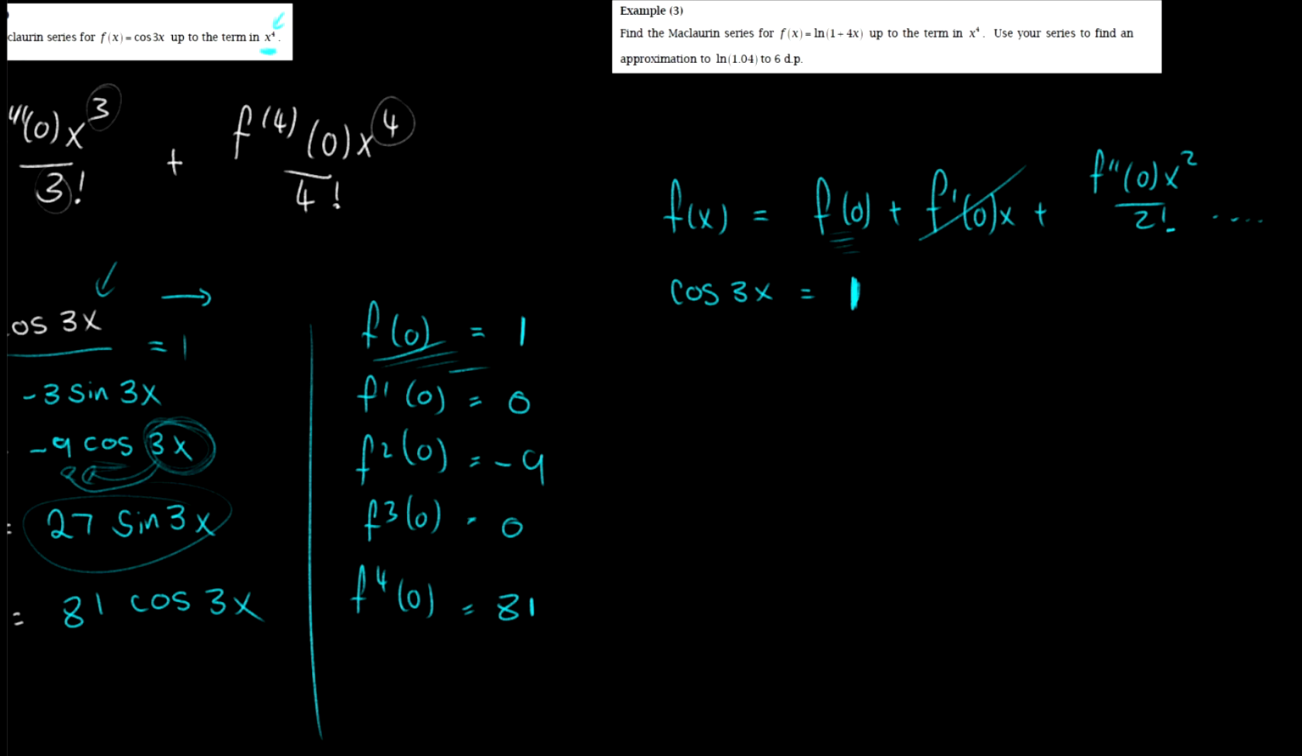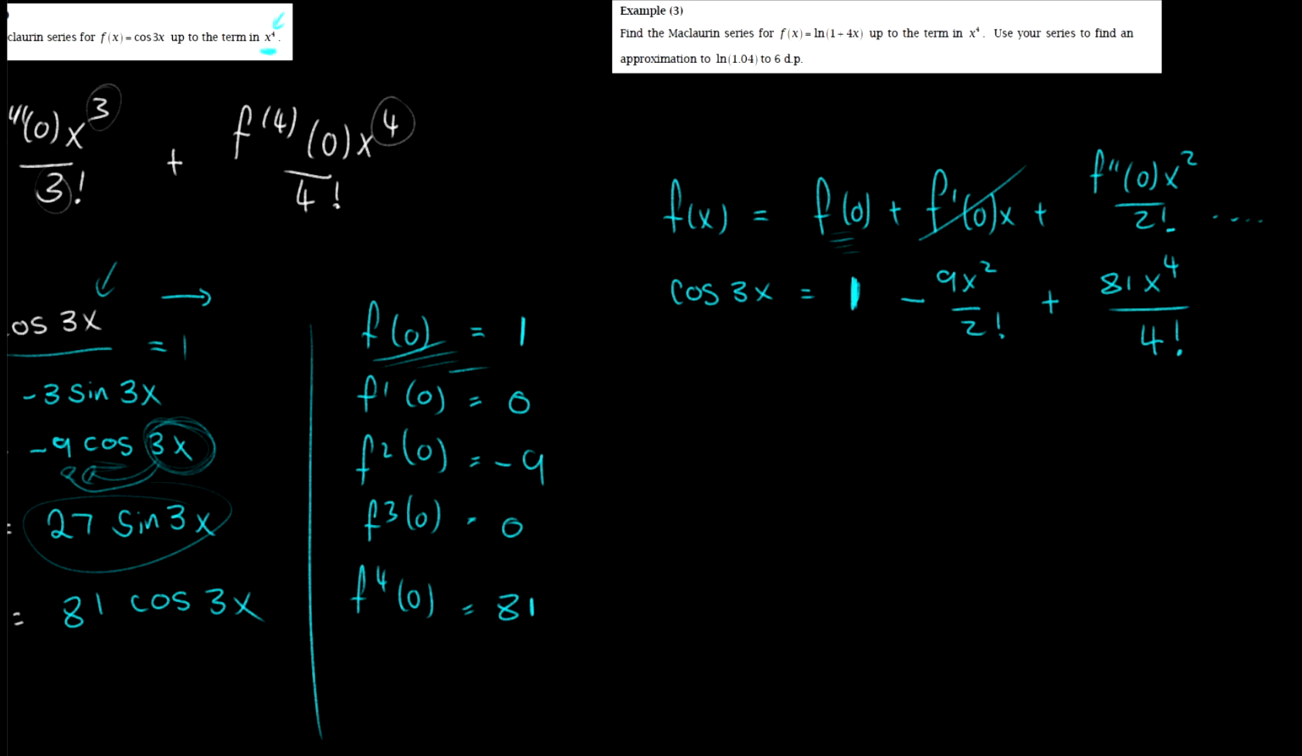Okay, so negative 9. That's going to be minus 9 x squared over 2 factorial. Okay, 3 we skip, and then we go to 4. 4 is plus, so it's going to be plus 81x to the 4 over 4 factorial.